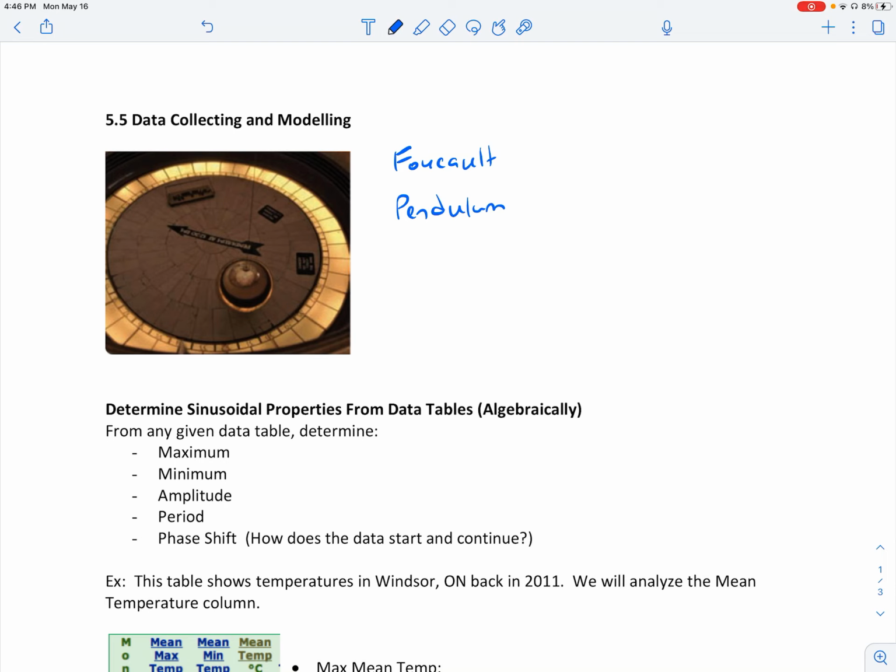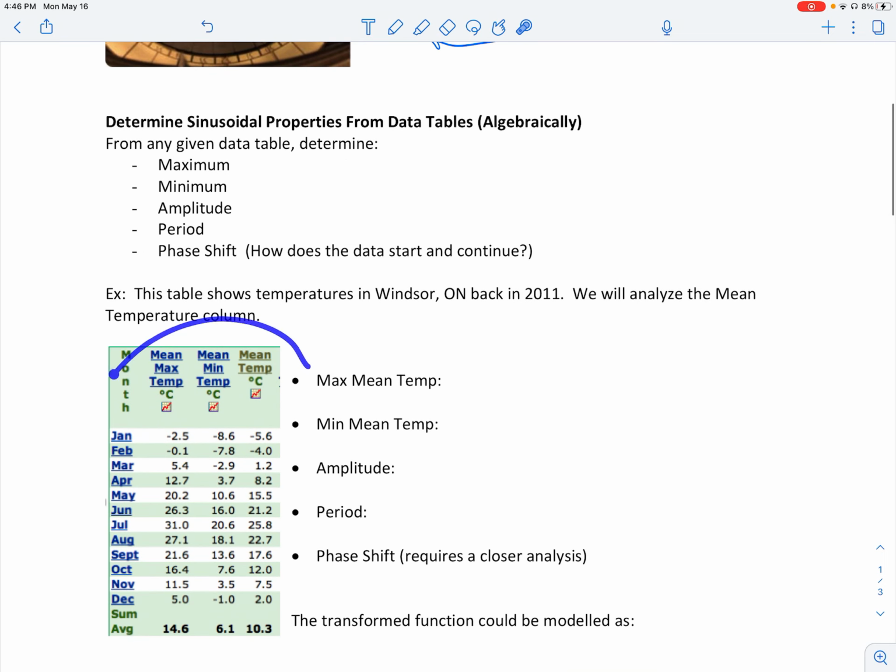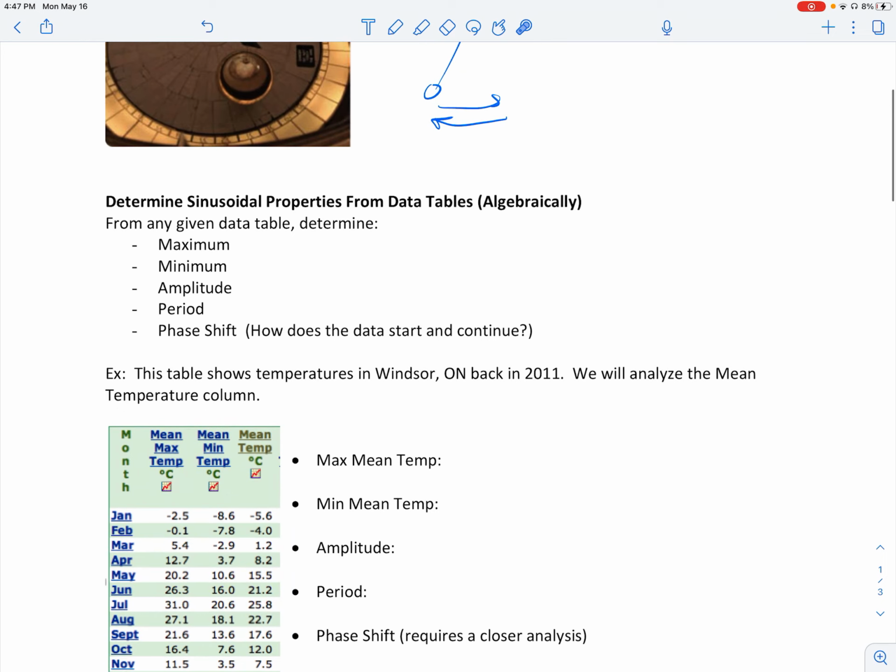But the reason why we're bringing this up is because a pendulum does actually show periodic behavior, because the pendulum swings out one way and then comes back, and that's one full cycle. So we could model the position or the height of the pendulum using a sinusoidal function. What we're going to do today, however, is look at a set of data, and this data is going to be periodic. We're going to interpret the information and then learn how to come up with an equation for it. Okay, so let's get started.